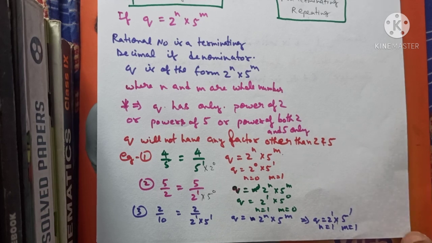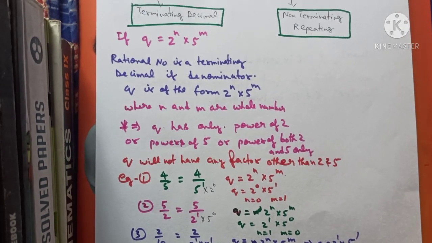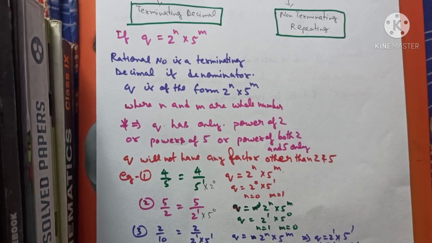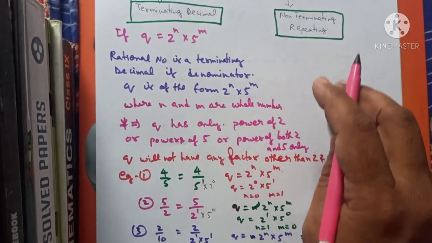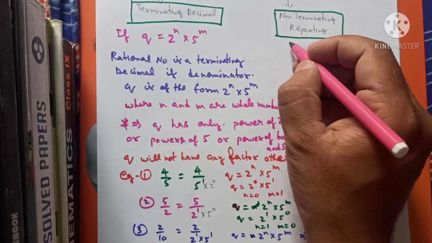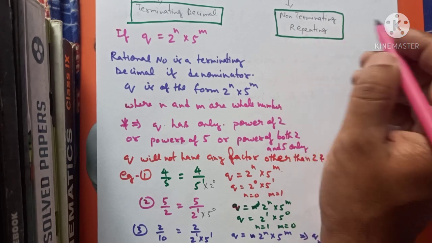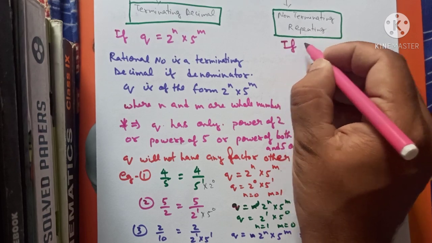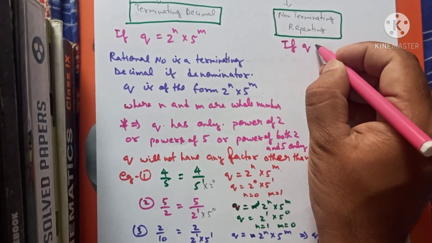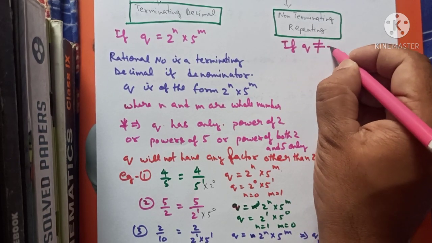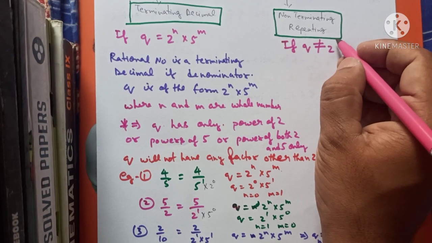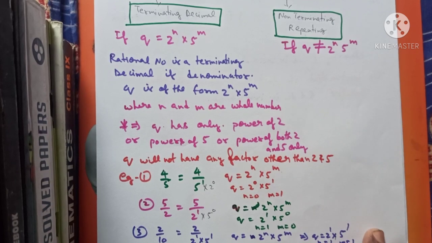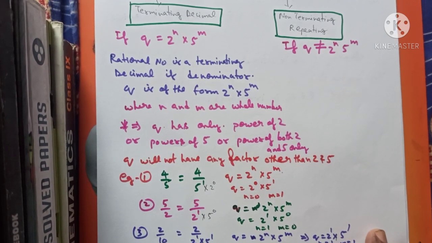Hope this point is clear. What is a terminating decimal? Now let us discuss the non-terminating decimal. Any rational number is a non-terminating repeating decimal if the denominator Q is not of the form 2 raised to the power n into 5 raised to the power m, then it is non-terminating repeating decimal.